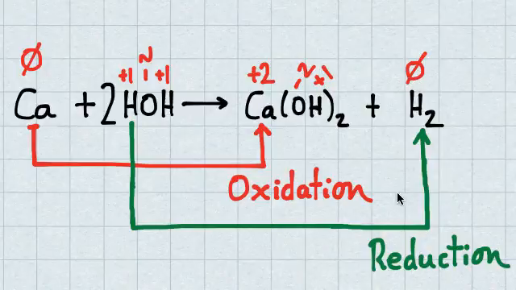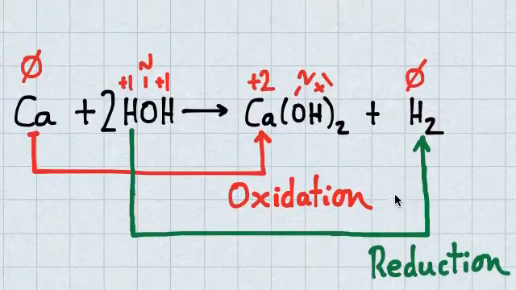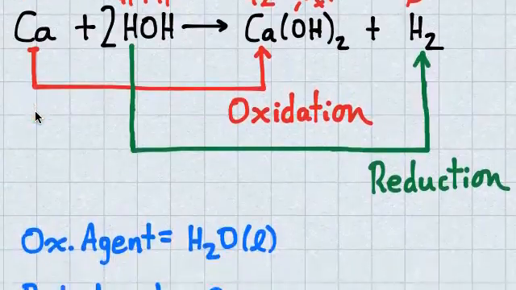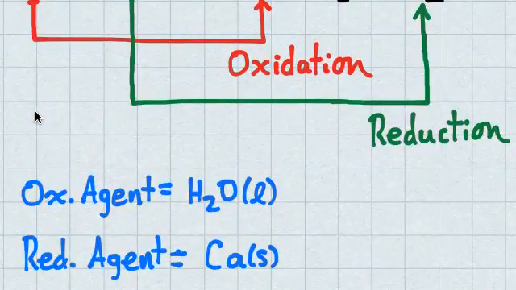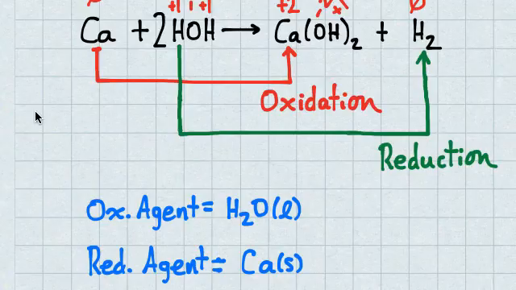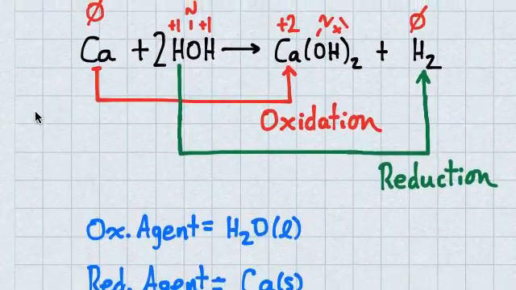So that's a reduction. And the agents, well, if you get reduced, water is the oxidizing agent. And if you get oxidized, calcium is the reducing agent. That's a crazy idea. Got to practice that. Do what you can and remember some of those trends.